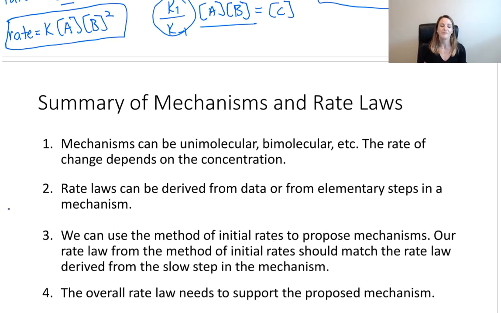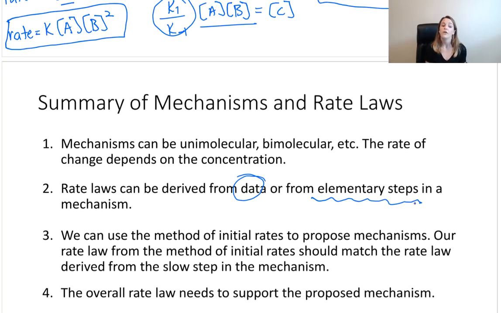Rate laws can be derived from data or from elementary steps in a mechanism. Data is what we did in episode 11. That was when we had those initial rates. Elementary steps is what we just did. I worked out two of those problems for you. So you have to use your elementary steps in order to derive the rate law.